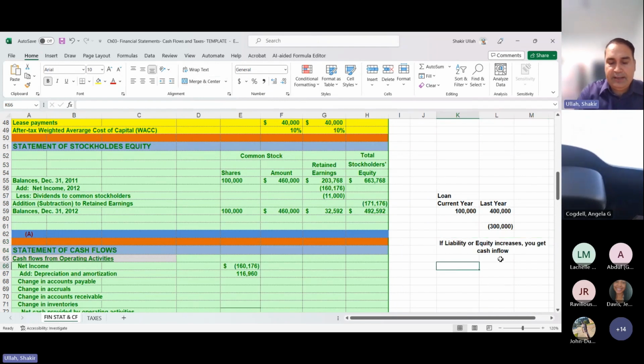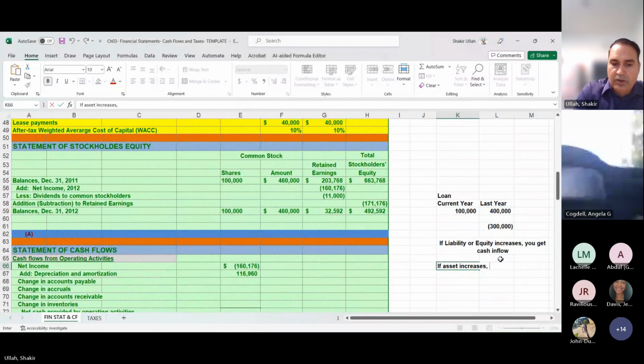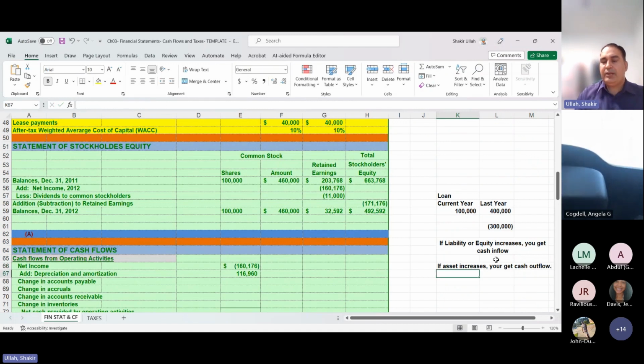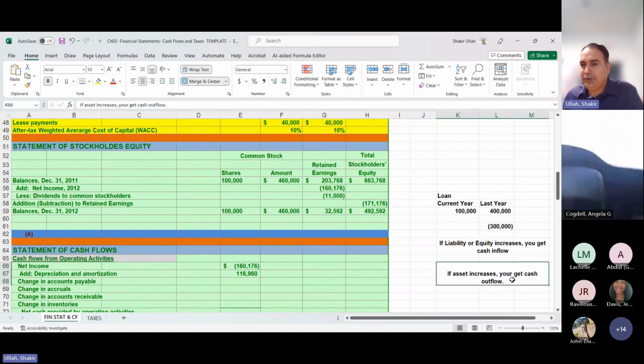Now, on the other hand, when it comes to assets, if an asset increases, you get cash outflow. And why is that? Because how can your asset increase? You are buying the asset, right? You're buying the asset, and that's why you will have to pay for it. So that will result in a cash decrease. And if an asset decreases, that will result in a cash inflow. Reduction in asset means you're selling it, okay? And this will most likely result in a cash inflow.